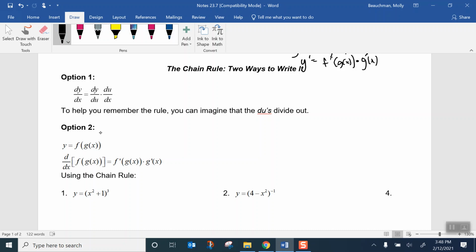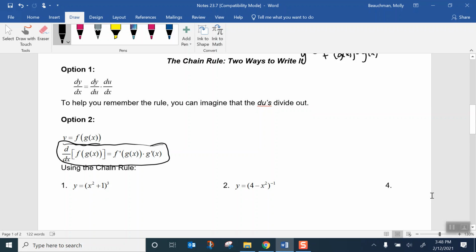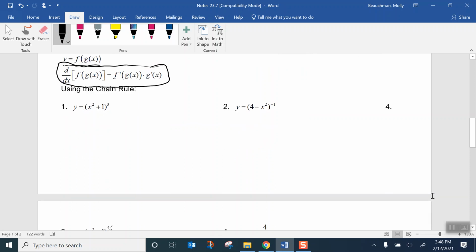Or option 2, to help you think about it in this way, maybe it's easier to think about it as a composition of functions. If your function is f composed with g of x, then the derivative is f prime of g of x times g prime of x. So this notation probably aligns more with the notation that we've been using. So let's take a look at some examples.